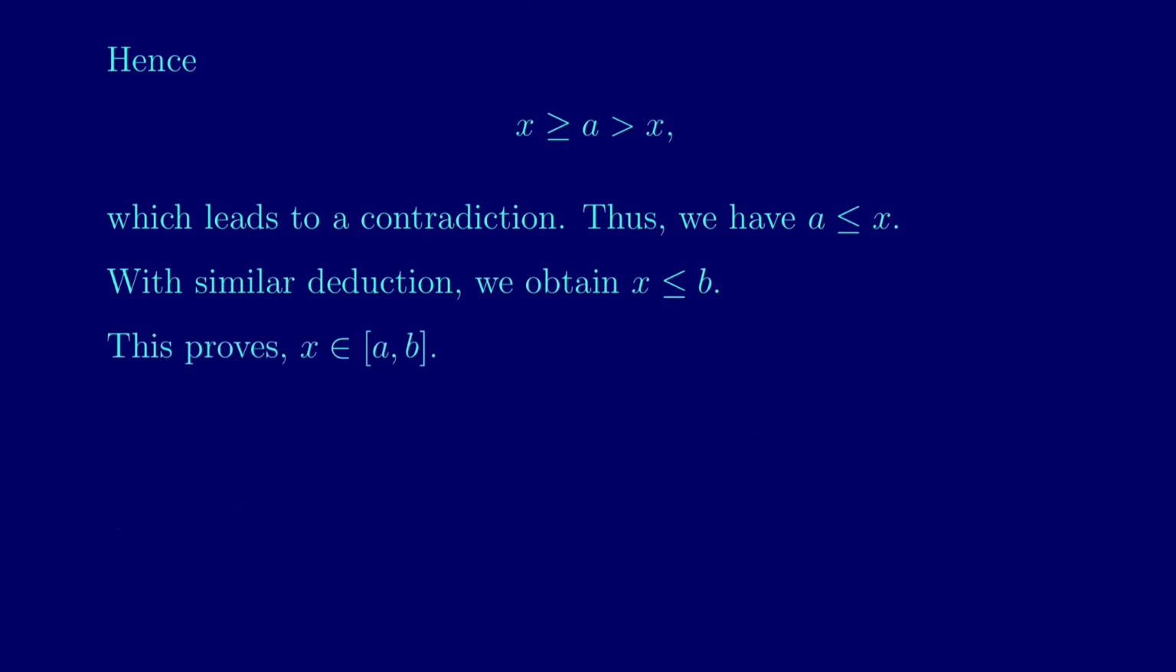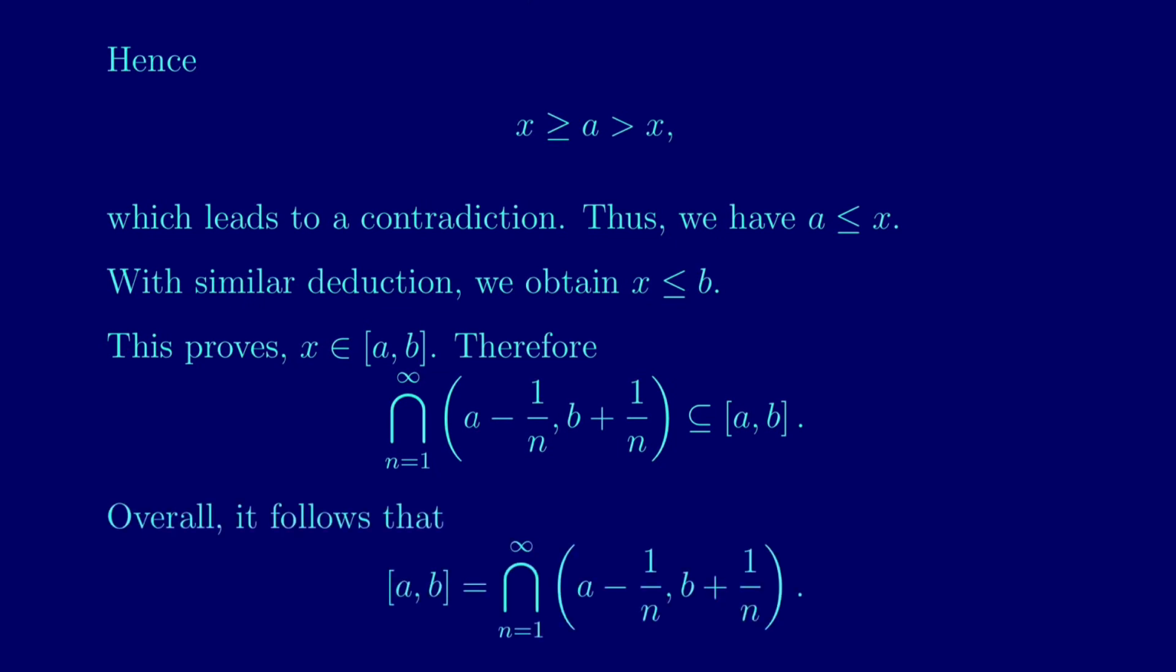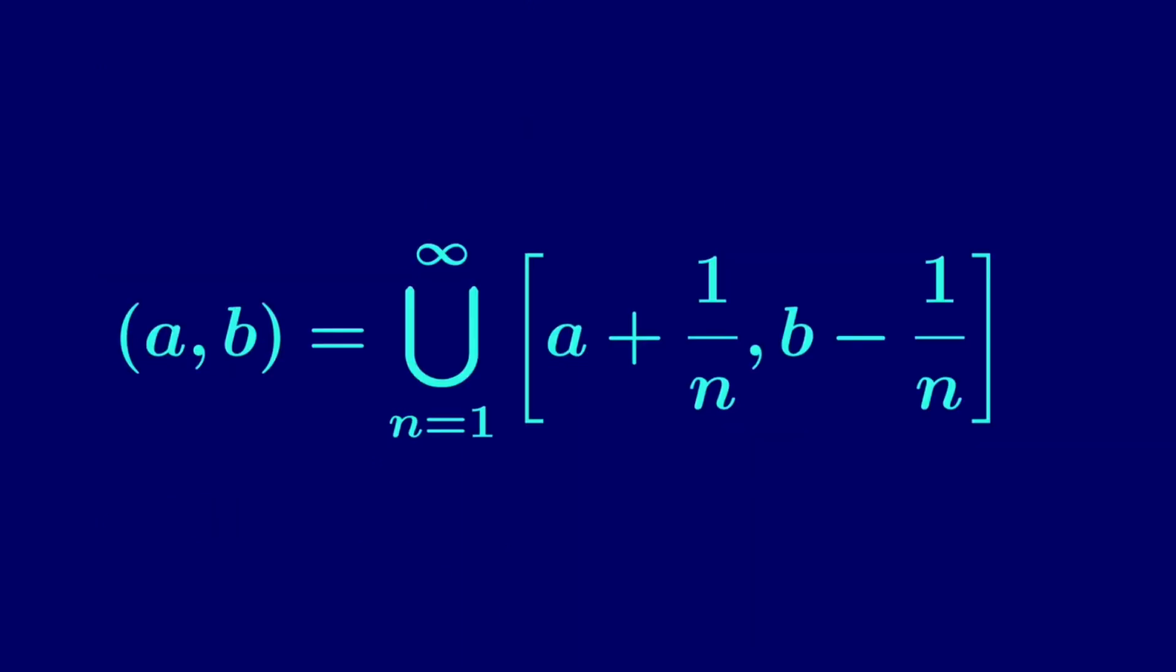So we have proved that x is an element of the closed interval, which shows that the intersection of open intervals is a subset of the closed interval [a, b]. With these two parts of the proof, we have shown that this set equality holds true. That's all for today. In the next video, we will apply the well-known Archimedean property to prove one direction of inclusion in this second equality.